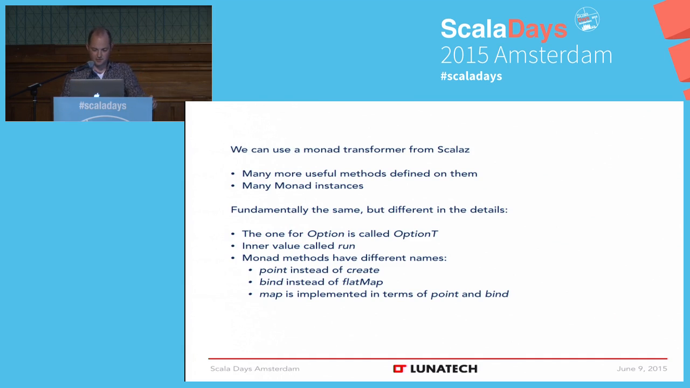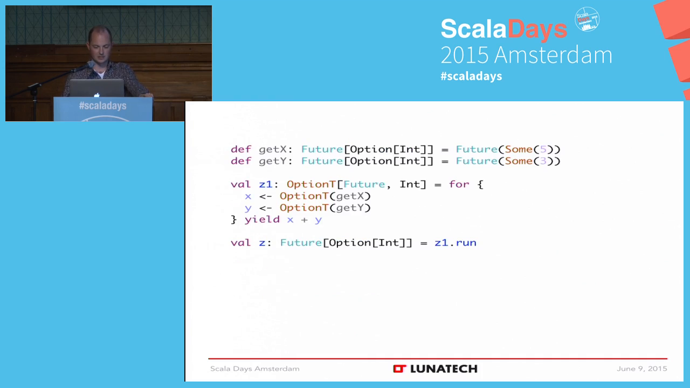So suppose that instead of our own AnyMonadOption, we use the one from Scalaz, the OptionT. Then our program would look like this. getX and getY are unchanged, but in our for comprehension, we now wrap getX and getY into OptionT, and the result of the for comprehension is an OptionT parameterized by Future, the outer thing of the structure inside, and the Int, the most inner value. And again, we can get the regular structure, the Future of Option, out, by just calling run on the OptionT.